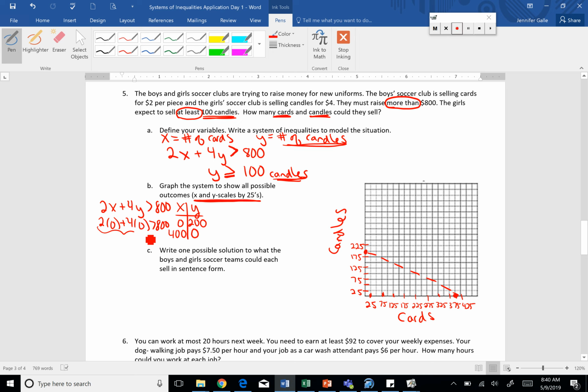That left side again gets us a 0. 0 is not greater than 800, so I got to go the other way. And again, just make that shading, guys, nice and light.